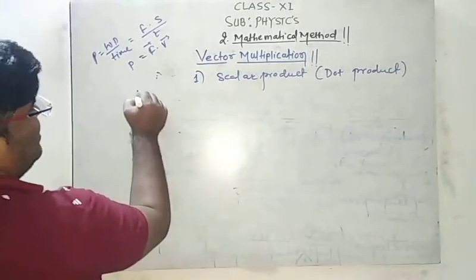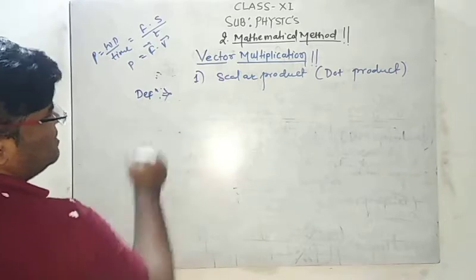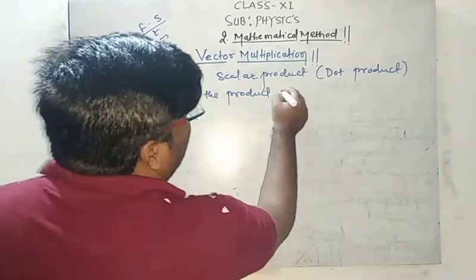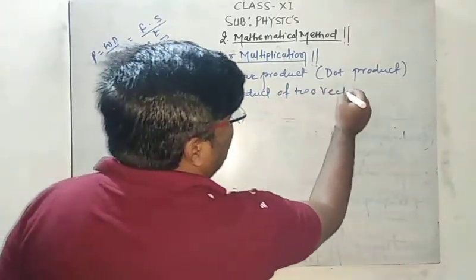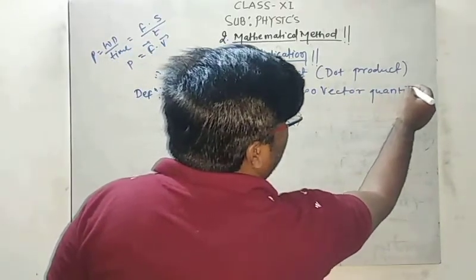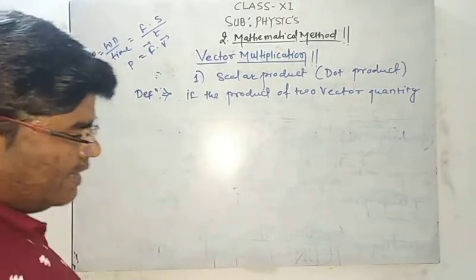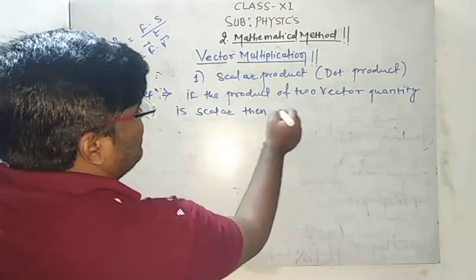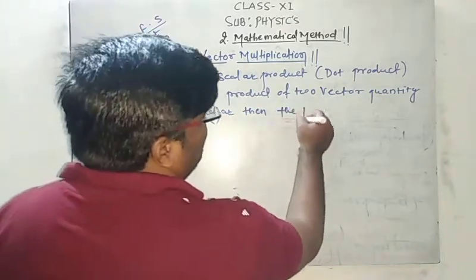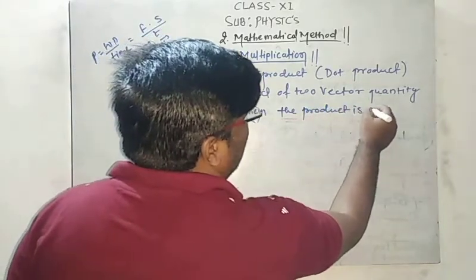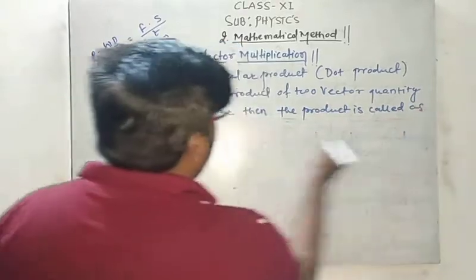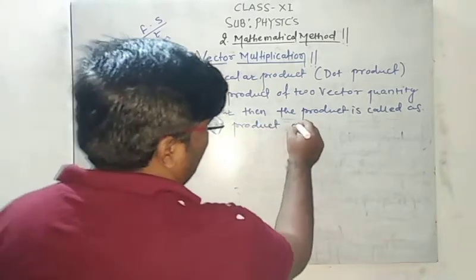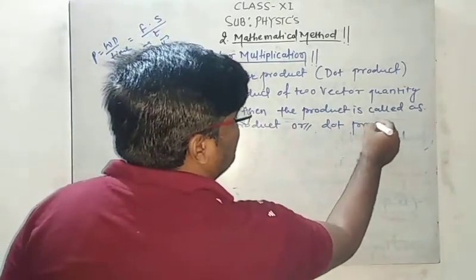So what is the definition of dot product then? If the product of two vector quantities is a scalar, then the product is called a scalar product, or a dot product.